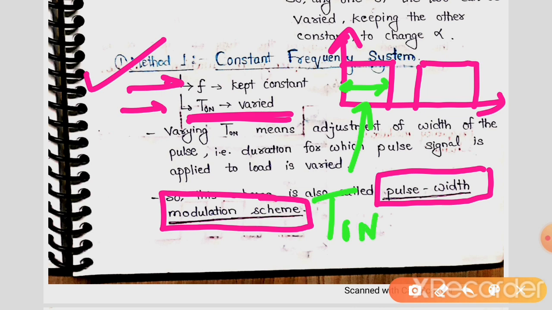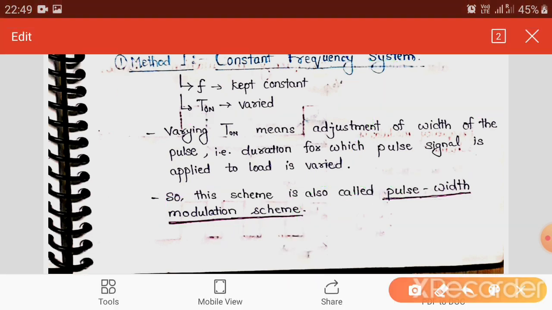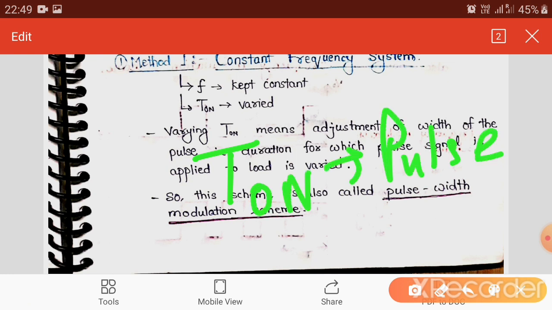By changing this turn on time, the output DC voltage will change. Since this T on determines the width of this pulse, or the duration for which this pulse is obtained, that is why it is also known as pulse width modulation. The duration for which we are keeping the switch on determines the pulse width. That is why we also call this method pulse width modulation.